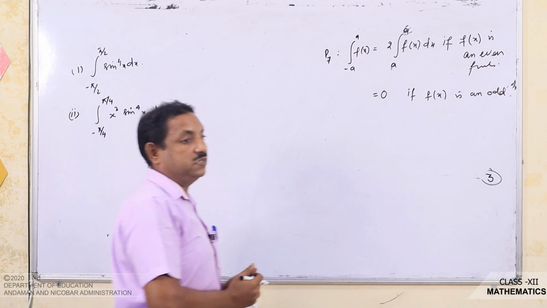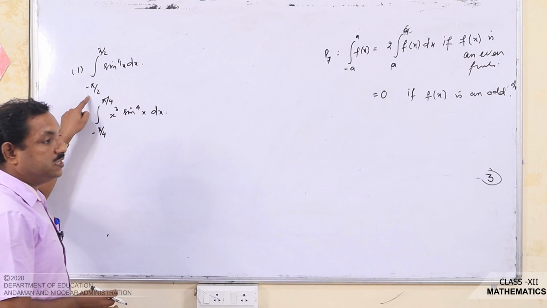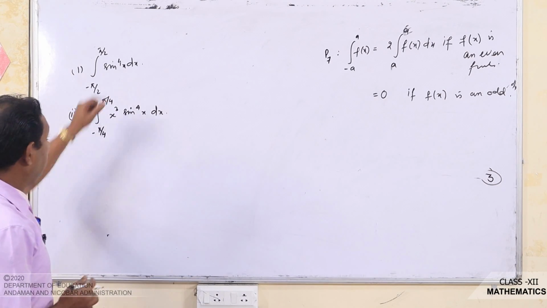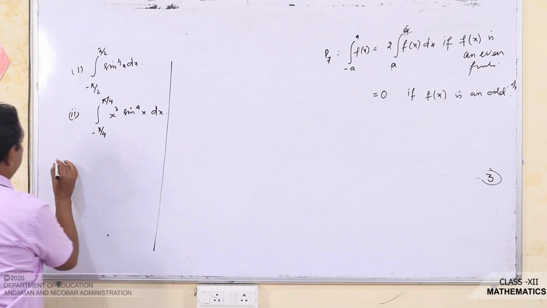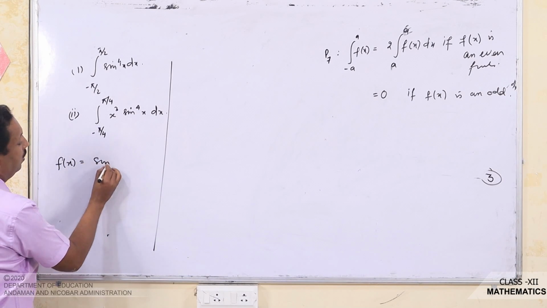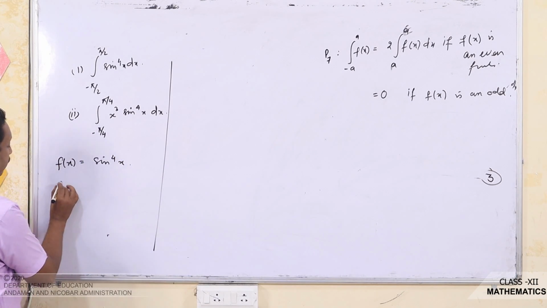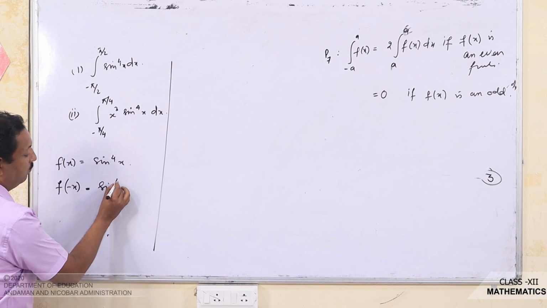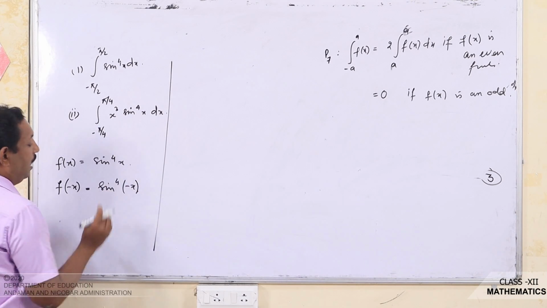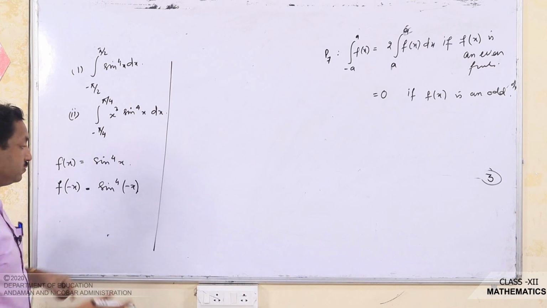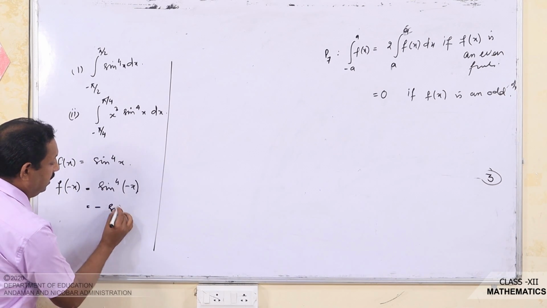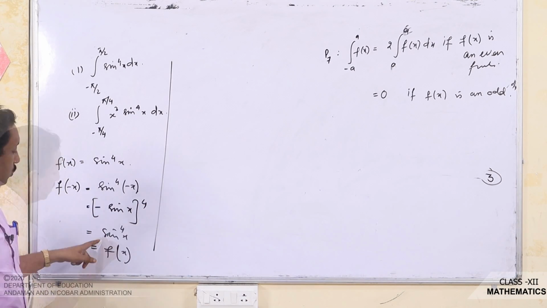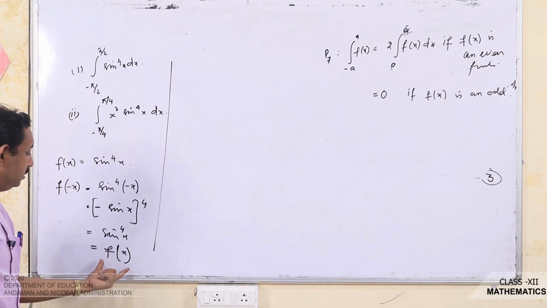So this is our property P7. So we can apply P7 over this. Let us see in the first question, f of x is equal to sin power 4x. Now I check for f of minus x, and that is equal to sin power 4 of minus x, and sin minus theta is minus sin theta, that means this is minus sin x whole power 4, and that will give you sin power 4x, and that is equal to f of x.